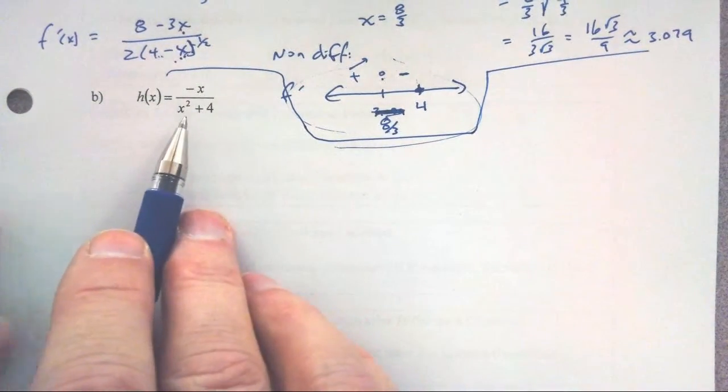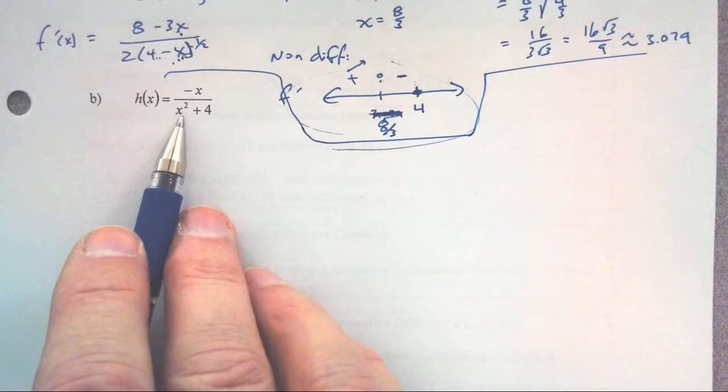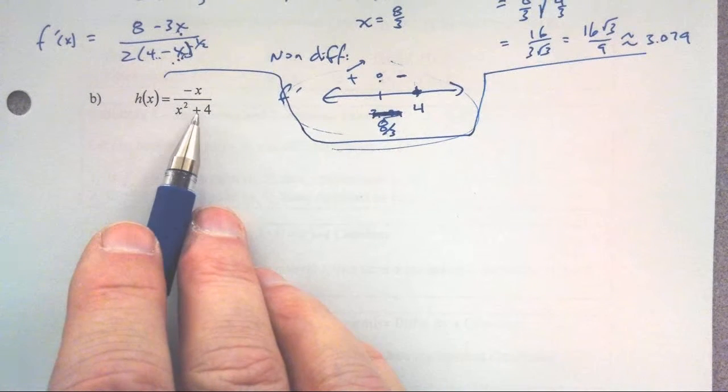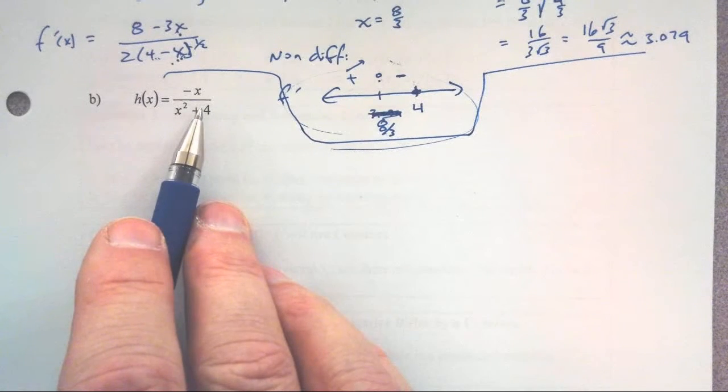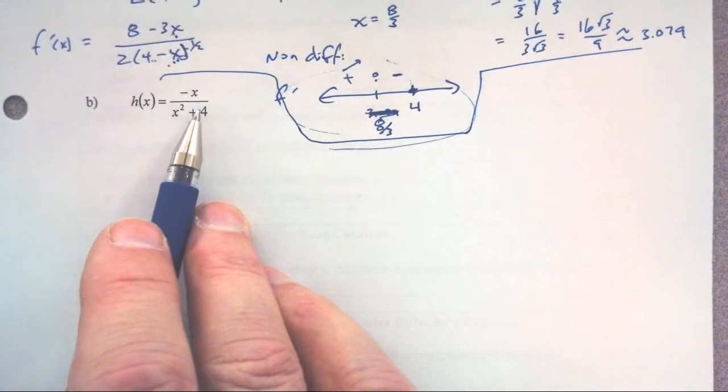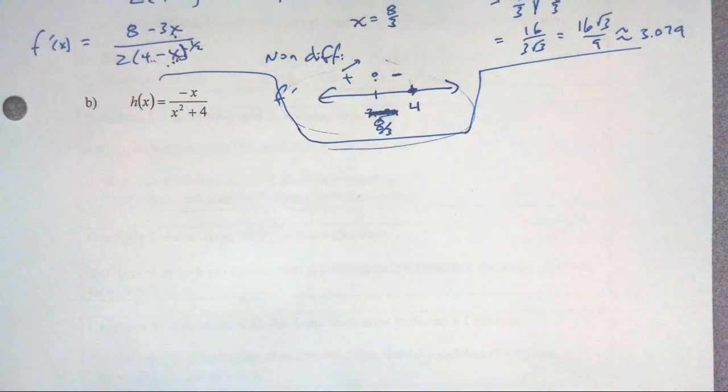My first thought is, hey, maybe I've got some endpoints here, but x squared plus 4 is always greater than 0. So although this is a rational function, there are no vertical asymptotes. This thing is a smooth curve forever. I can choose any value of x I want. However, I doubt that's the case when we find our derivative.